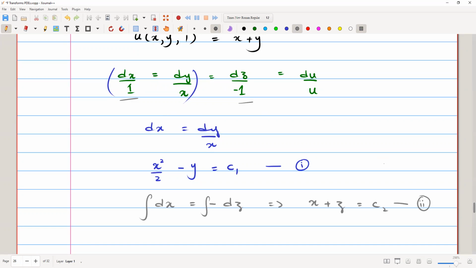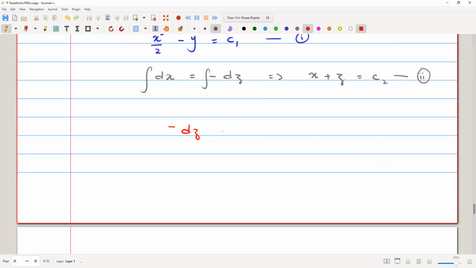Now in the previous cases where we had two independent variables, we know that c2 was a function of c1, but here what we need is the solution in terms of the dependent variable. Therefore we first have to construct a solution for the dependent variable, which is u in this case. So we can take one more pair with u to form one solution. We take this pair, which is separable, so it will be negative dz equals du over u. Integrating, we get negative z equals ln u plus c3, so c3 minus z equals ln u.